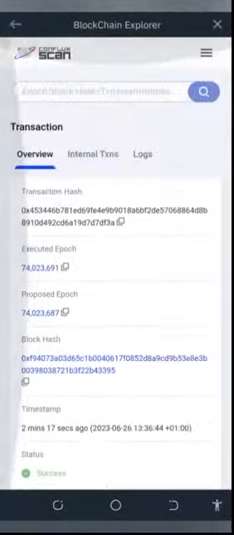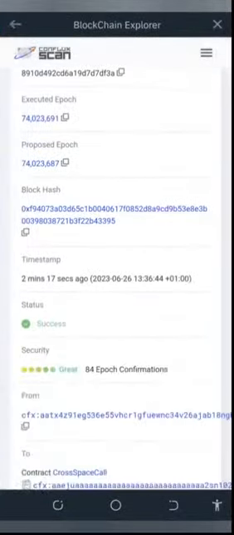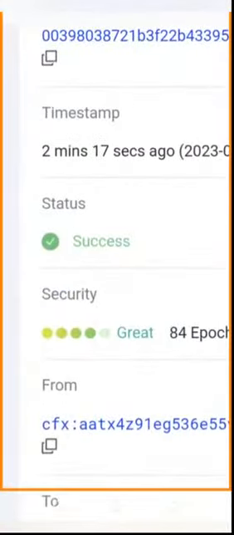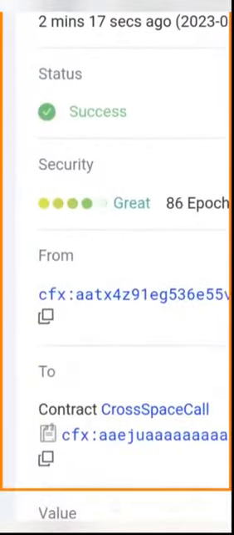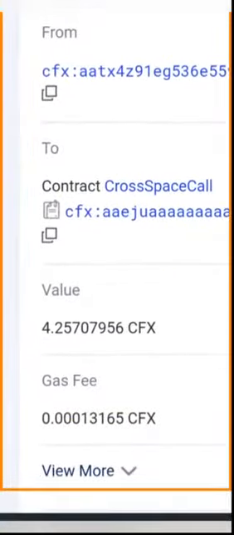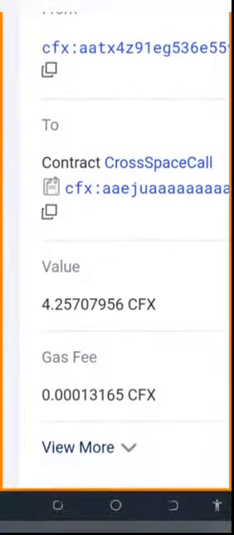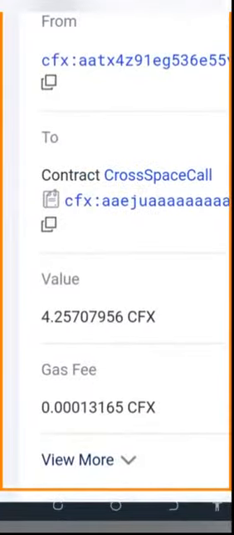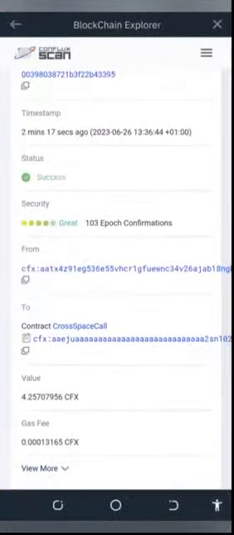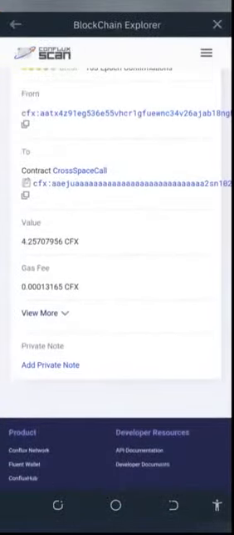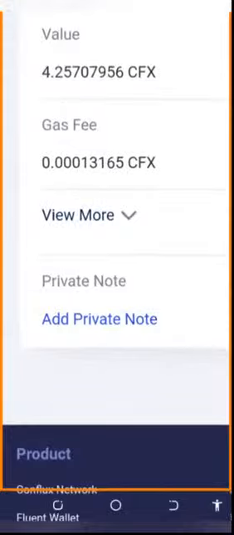Got it. Okay. We're still waiting. I just saw success here. So if we say success, we may just have to wait a little while to see what's going on. You can see everything is here. All right, so we can see that it's 4.257 CFX, because don't forget it has to take its own trading fee. Everything is here.